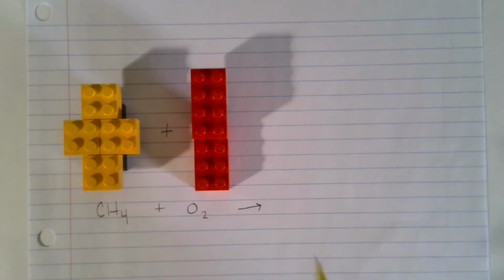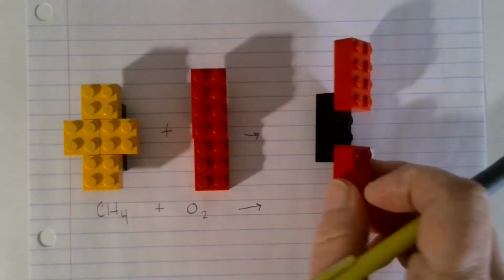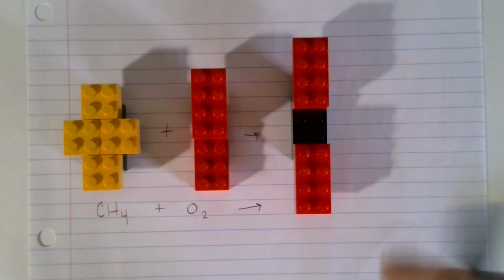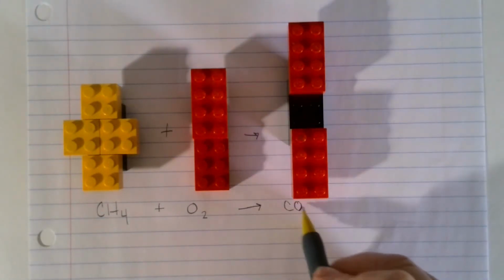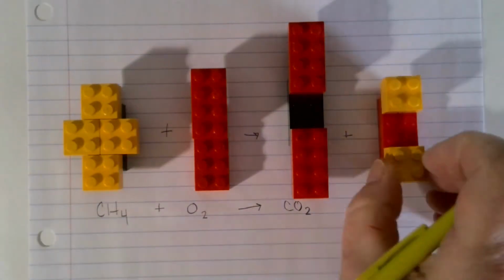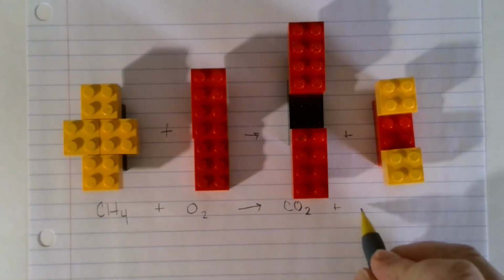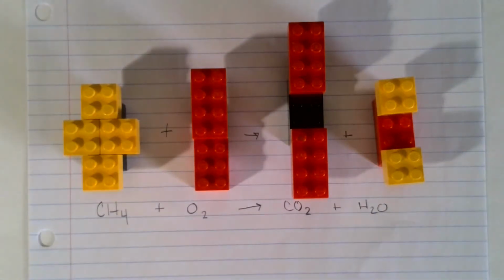And I'm going to get carbon dioxide, 1 carbon and 2 oxygens, plus a water, which is 1 oxygen and 2 hydrogens. Now, looking at this, if I'm going to balance it and follow the law of conservation of mass, I'm going to count and see what I have.